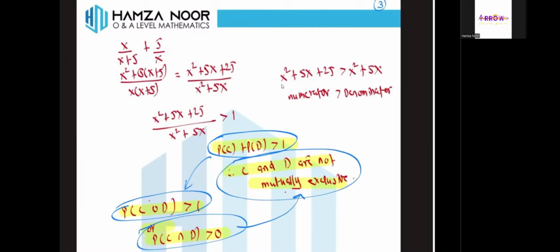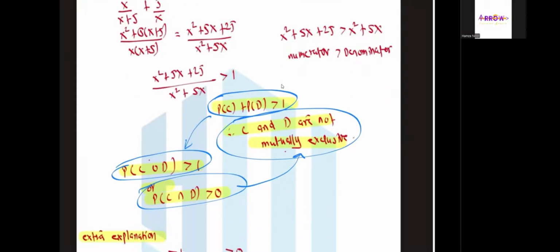But the question arises in a sane mind: sir, when you are saying that the probability of C plus probability of D is more than 1, and you are also mentioning that the probability of C union D is more than 1, does it mean that both are equal? No, they are not equal. They would have been equal if C and D were mutually exclusive.